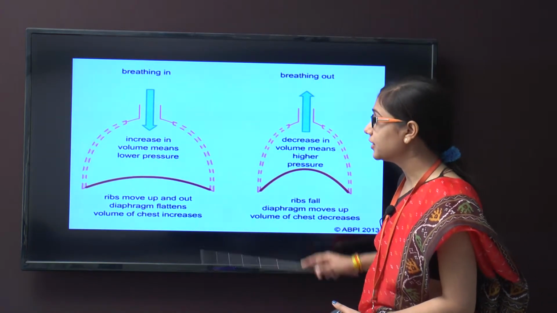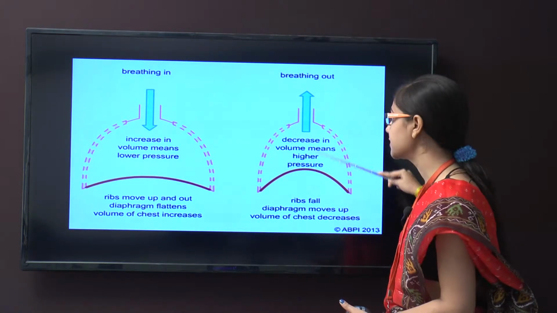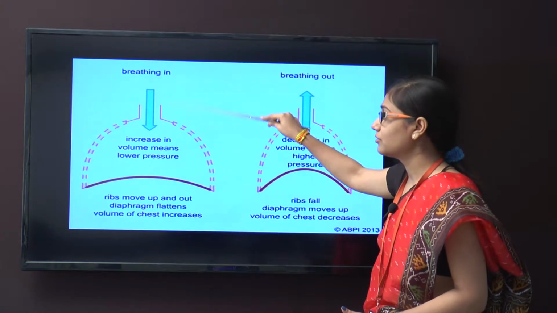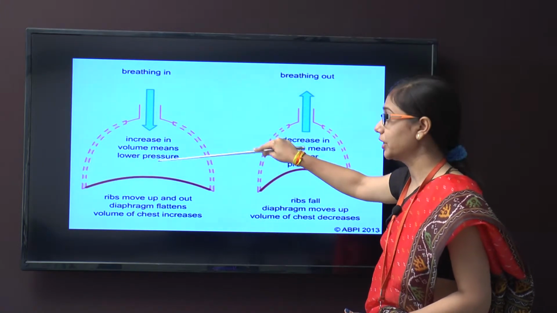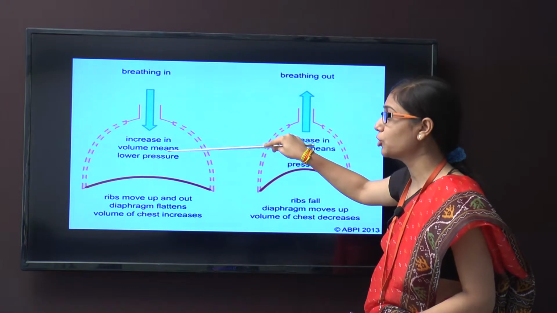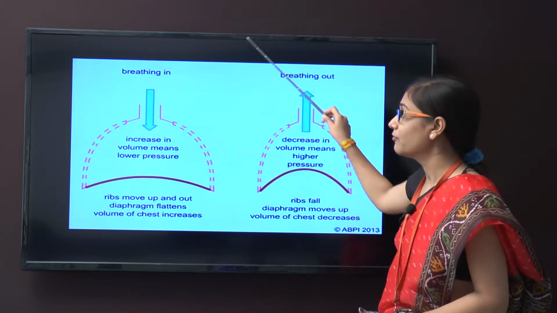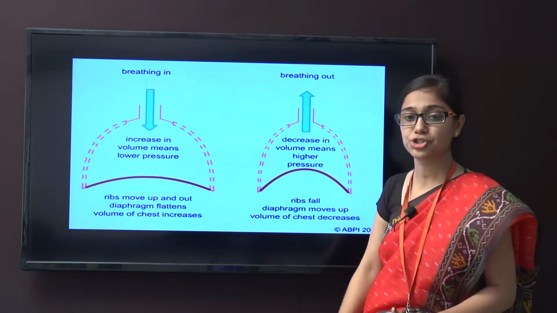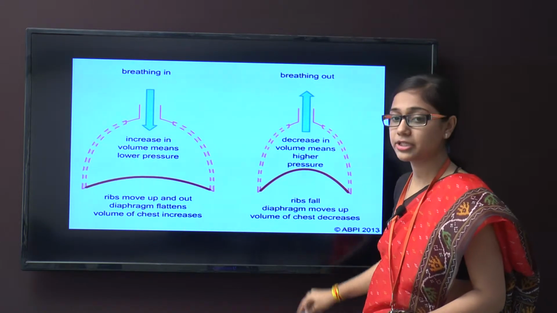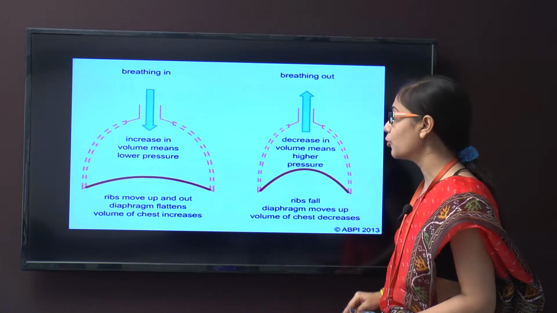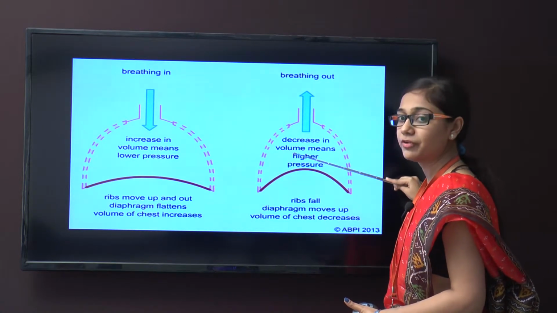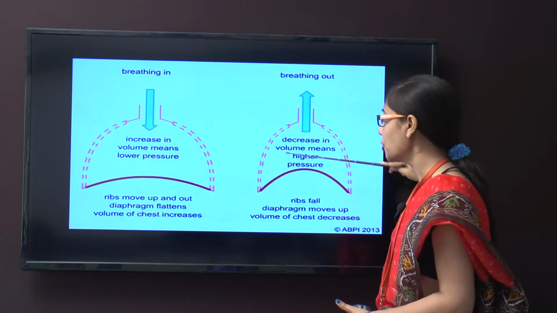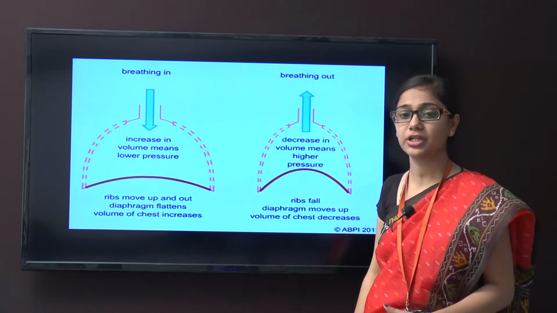You can see here the figure, this is the breathing in and this is the breathing out. According to Boyle's law, you can see here an increase in volume means lower pressure. When air enters inside the body, volume will increase and the pressure will decrease in the breathing in process. And in the breathing out, there is release of carbon dioxide from the body to the outside, volume will decrease and the pressure will increase.